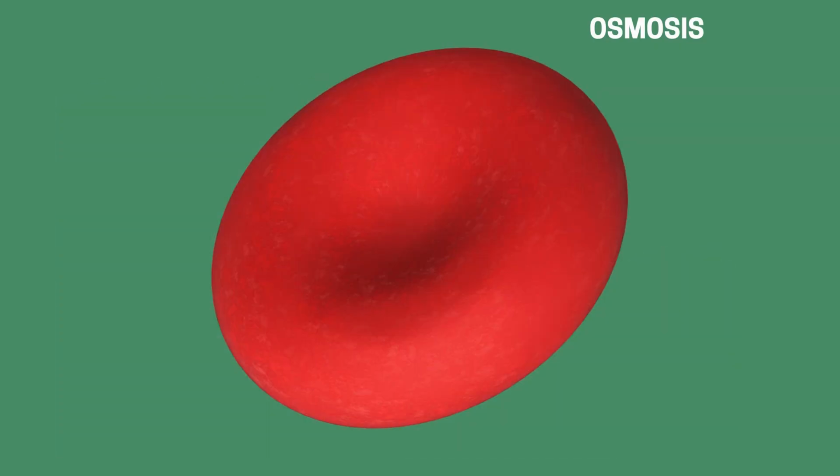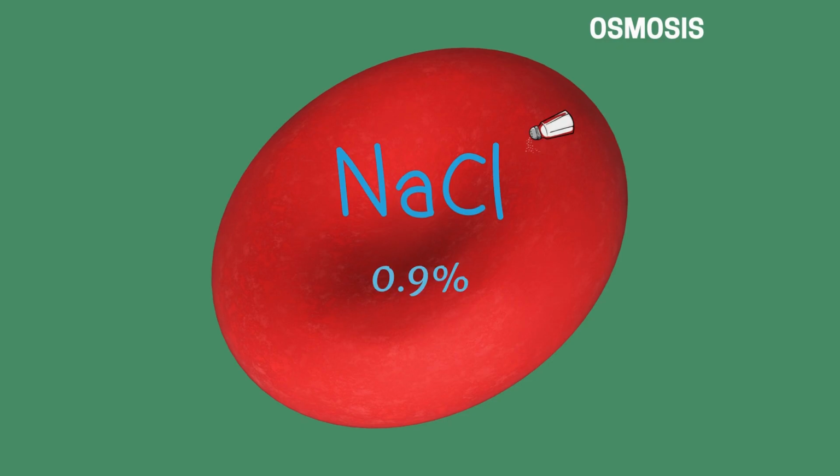Now let's look at a red blood cell. On the inside of a red blood cell, there is salt, which is important for maintaining fluid balance on the inside and outside of the cell. It is abbreviated as NaCl. Inside a red blood cell, there is 0.9% sodium chloride. If it remains at this level, the fluid balance of the red blood cell is great.